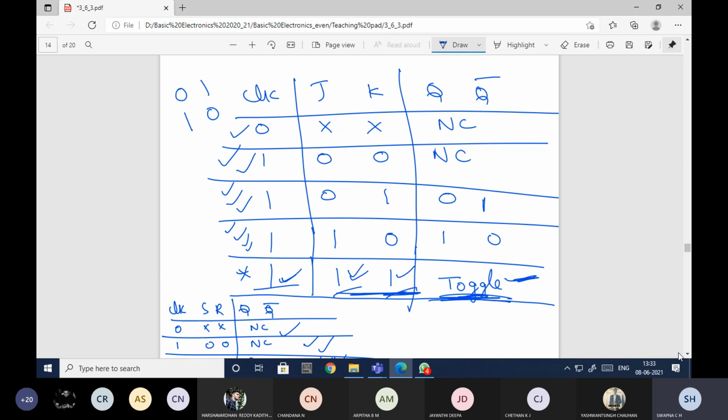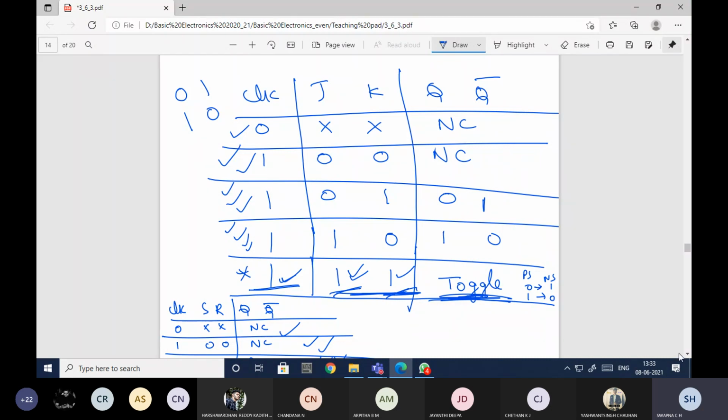Toggle in the sense, if the present state is 0, then the next state will be 1. If the present state is 1, then the next state will be 0. That will happen when clock is equal to 1, J is equal to 1 and K is equal to 1.